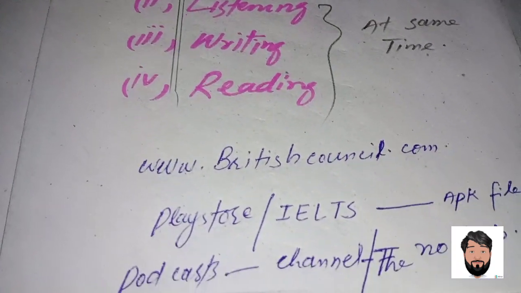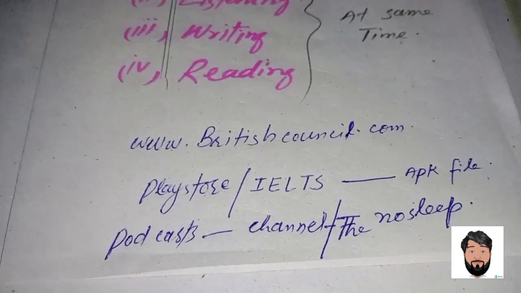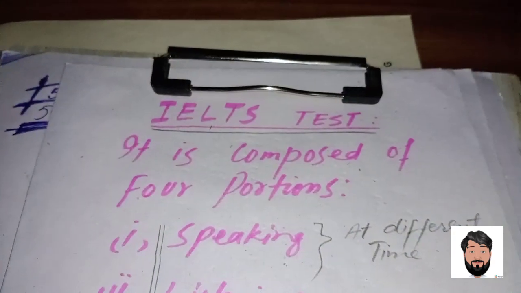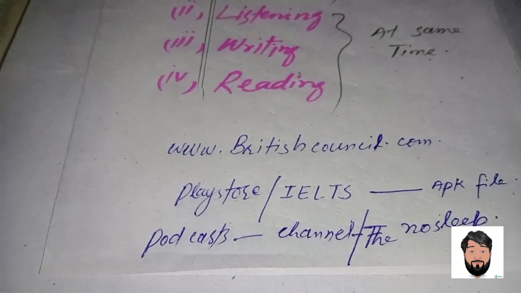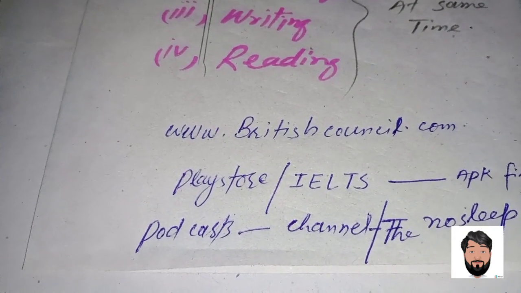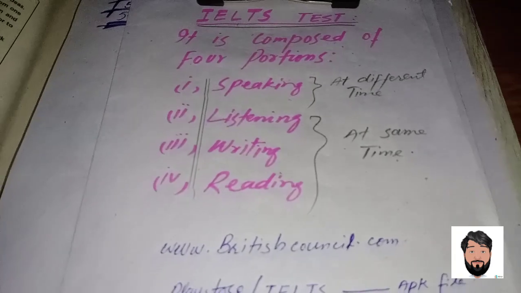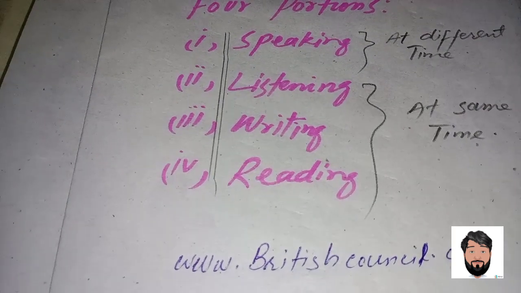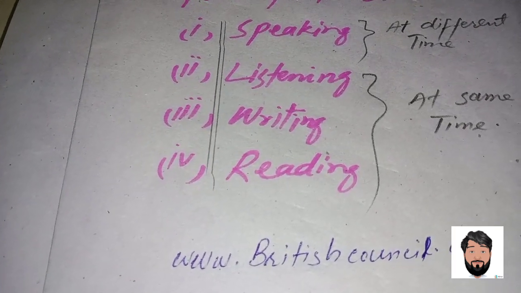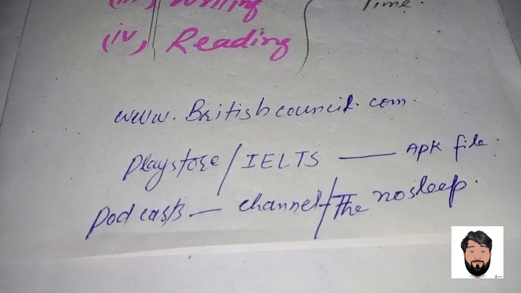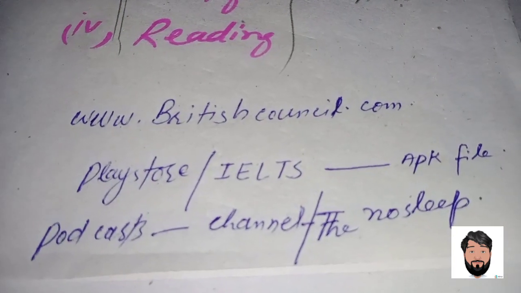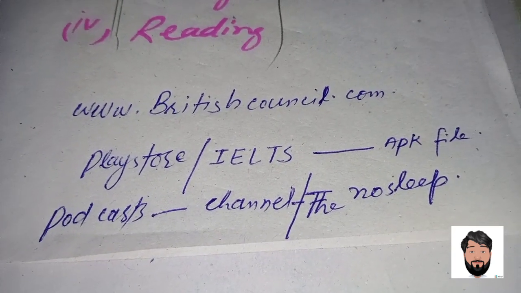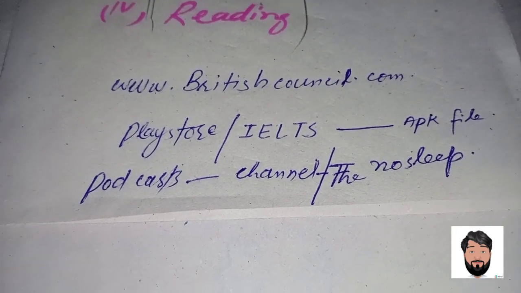If you are going to submit your application through the British Council in Pakistan, the cost is about 32,000 to 35,000 rupees. It has scheduled dates for the test, and the test centers are in all the major cities of Pakistan. If you want to prepare yourself from mobile, you can go to the Play Store and search for the IELTS application. I will show you the icon of that IELTS application.